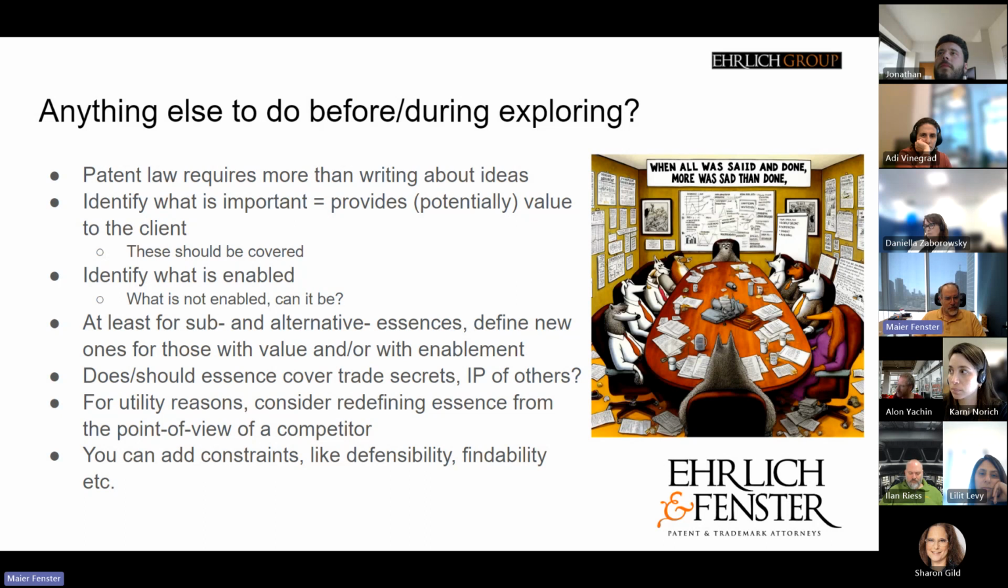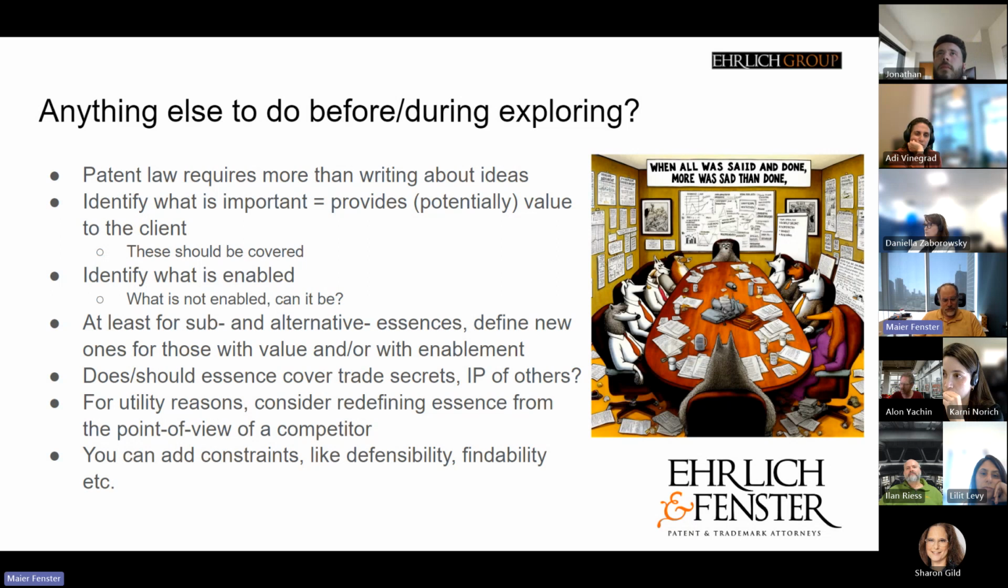Well, it's important to cover what has value to the client. And it's important that you can only cover what is enabled. So if it's not enabled, you have to check to see if it could be enabled. You have to ask yourself, should or does the essence cover perhaps other people's trade secrets or IP?